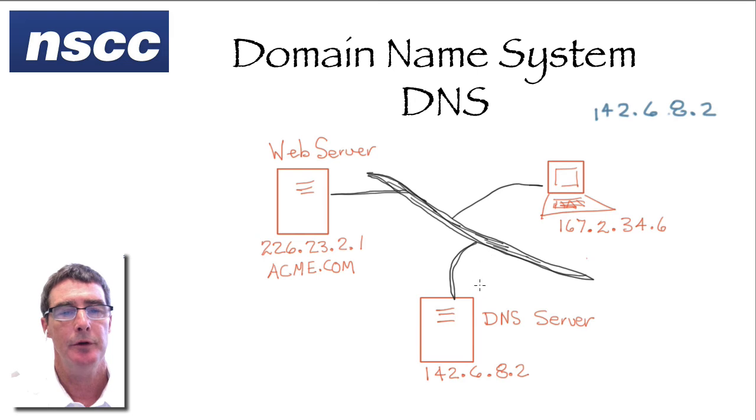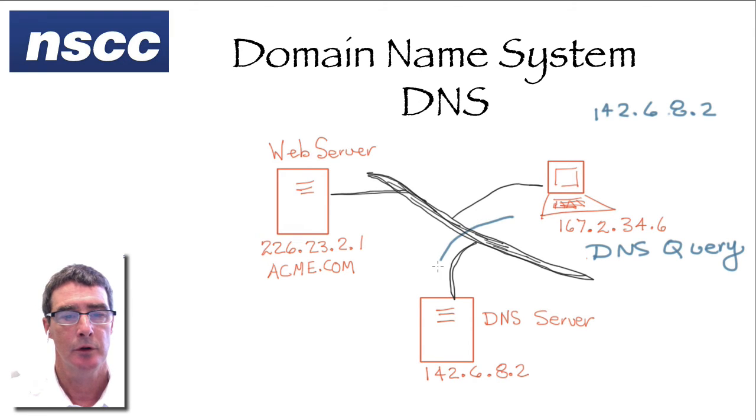And what it's going to do is create queries to those domain names that it wants to access. So let's suppose this client wants to access acme.com's web service. The first thing it does is send a DNS query, or question, to the DNS service. And it's going to ask simply, what's the address for acme.com?